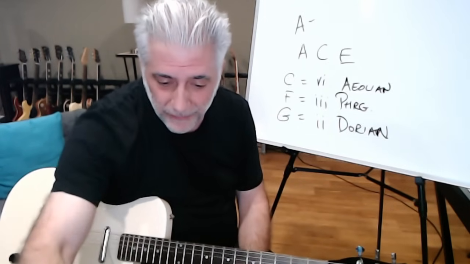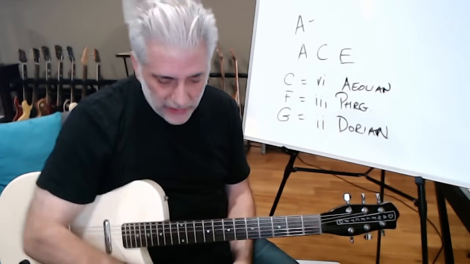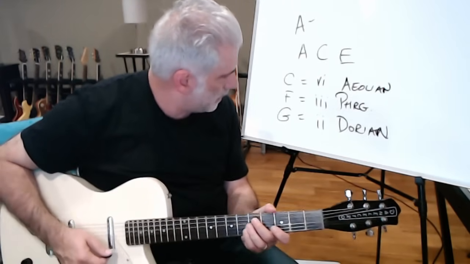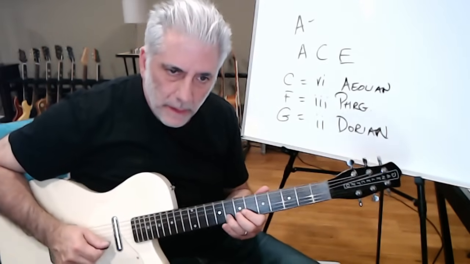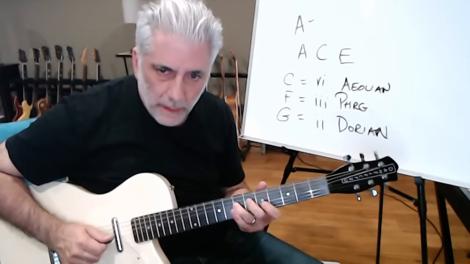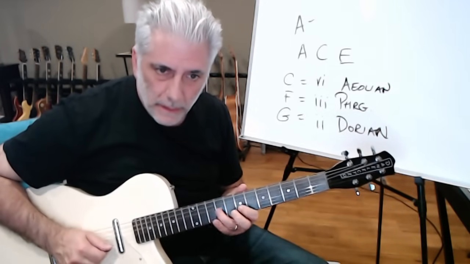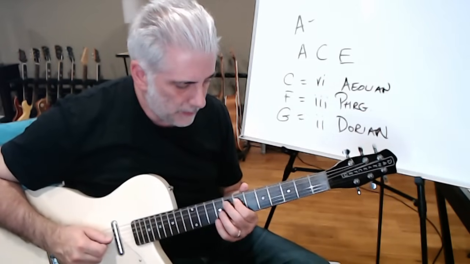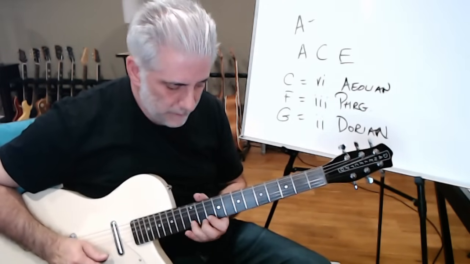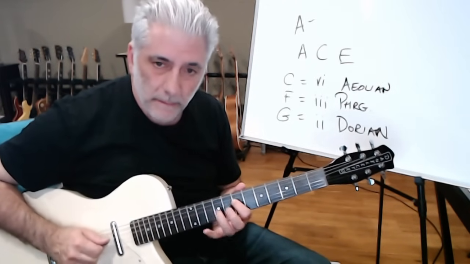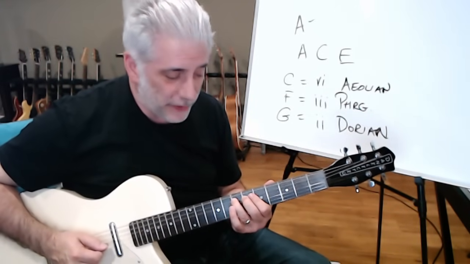Guys like Peter Frampton, John Mayer, people like that, they know how to use things like the Dorian scale. Let's say I have an A minor chord here, right? And that's A Dorian. Beautiful sound. The song So What uses the Dorian mode.